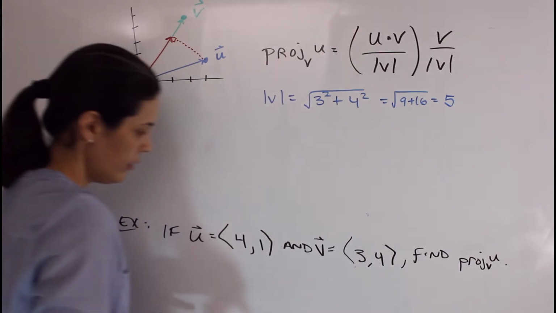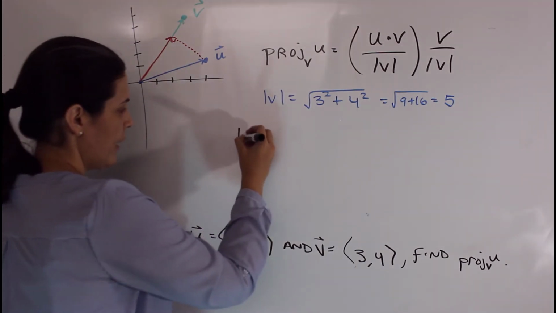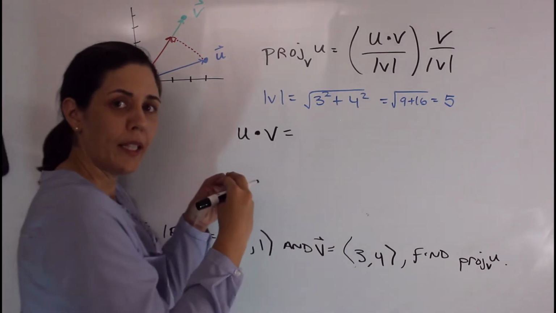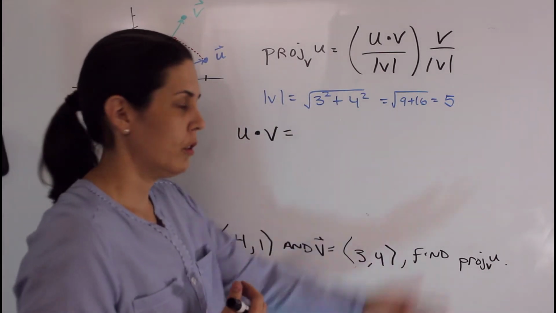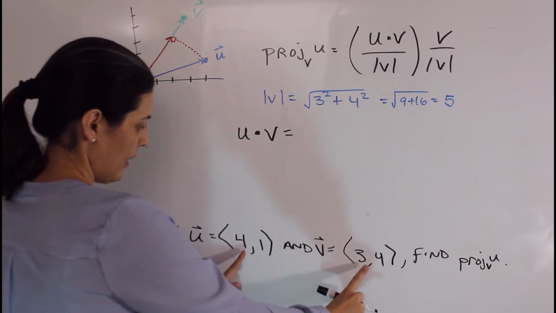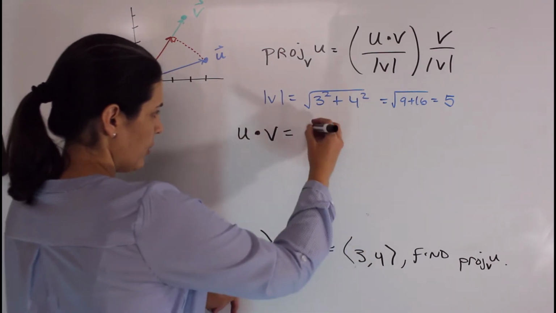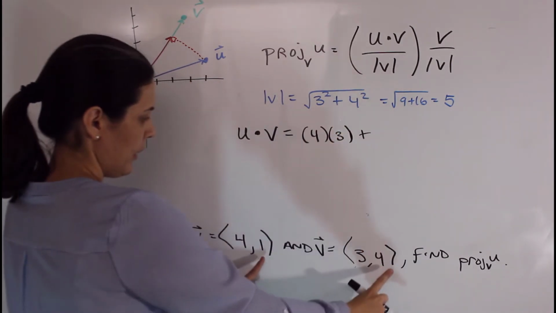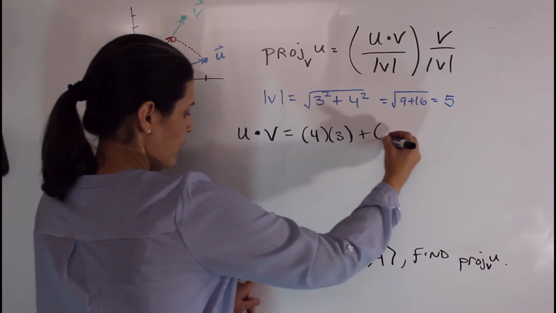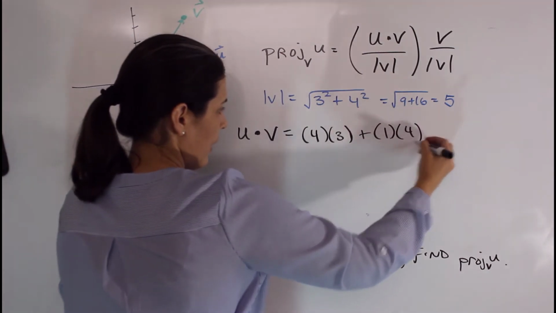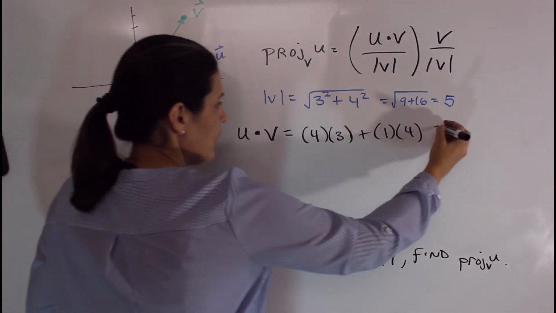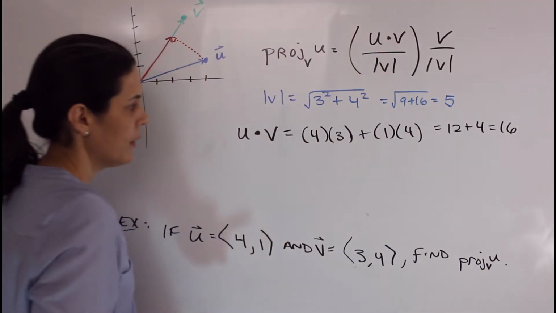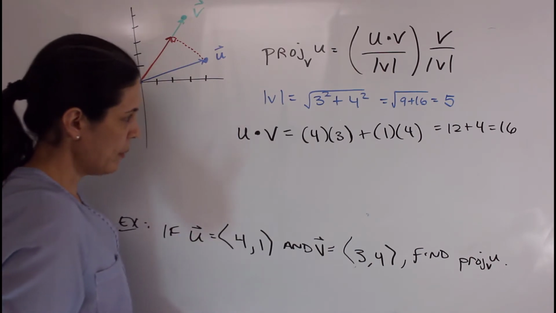As a reminder, for the dot product, you take the components of the vectors and multiply them component-wise and then add those up. So I'm going to multiply the x components, so it's going to be 4 times 3, and then I'm going to multiply the y components, so 1 times 4, and then I always add those. So this is going to be 12 plus 4, so this is 16. Alright, so I have everything I need for my formula.